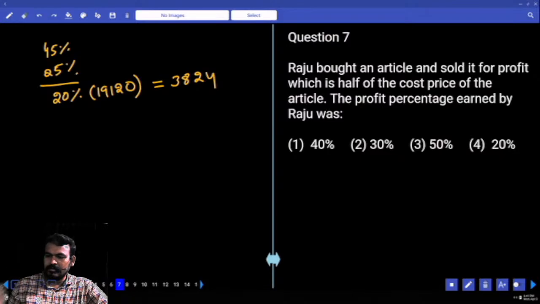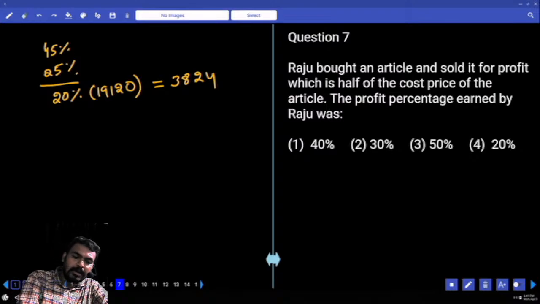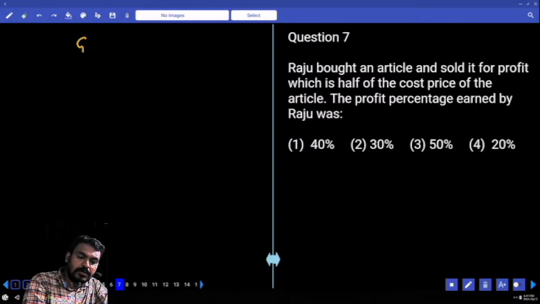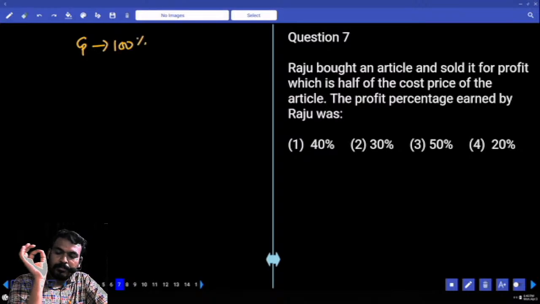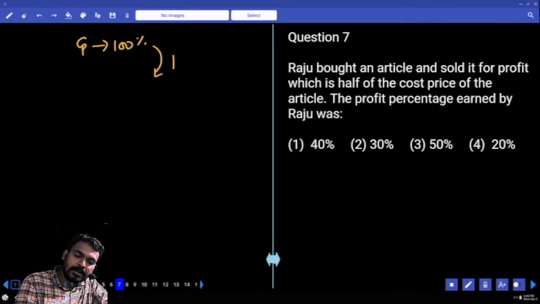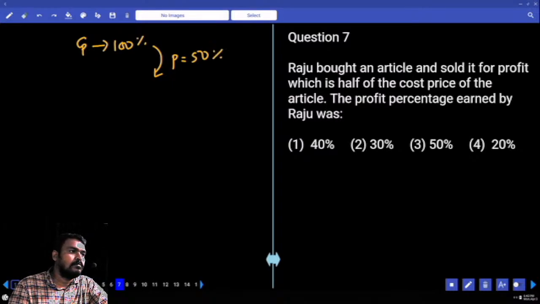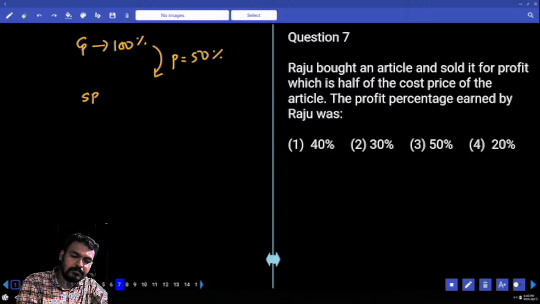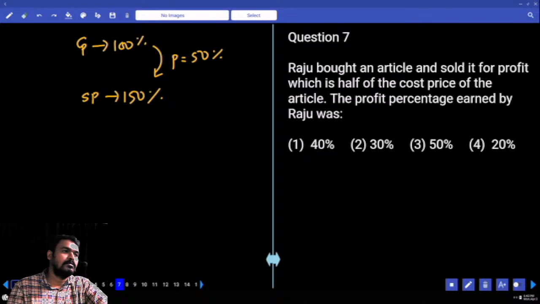Raju bought an article and sold it for a profit, which is half of the cost price of the article. The profit percentage earned by Raju. Suppose CP is always how much percent? 100%. It is sold for a profit, which is half of the cost price. Means profit percentage is how much? 50%, or selling price 150. Already the question is completed. What is the answer?